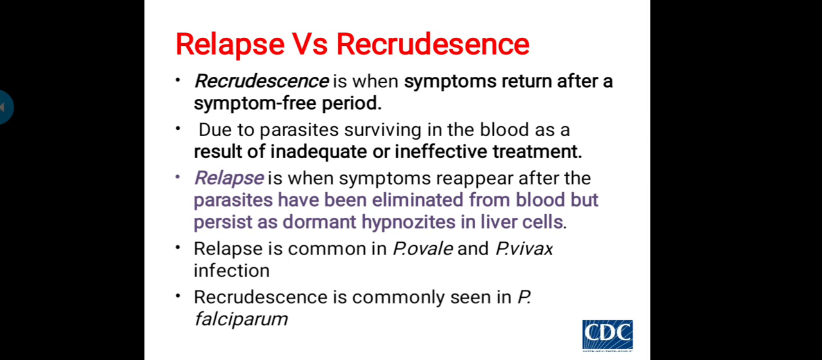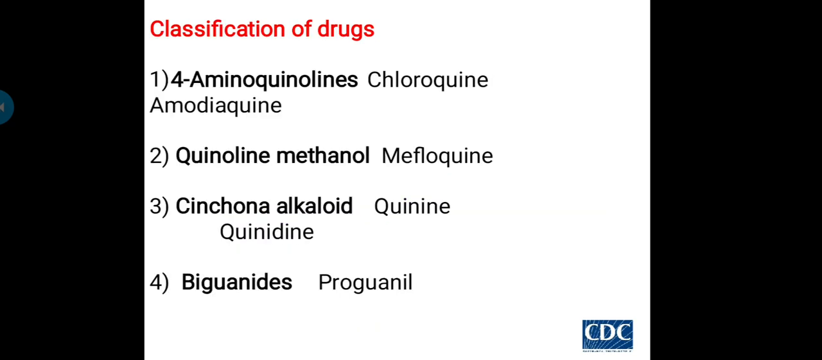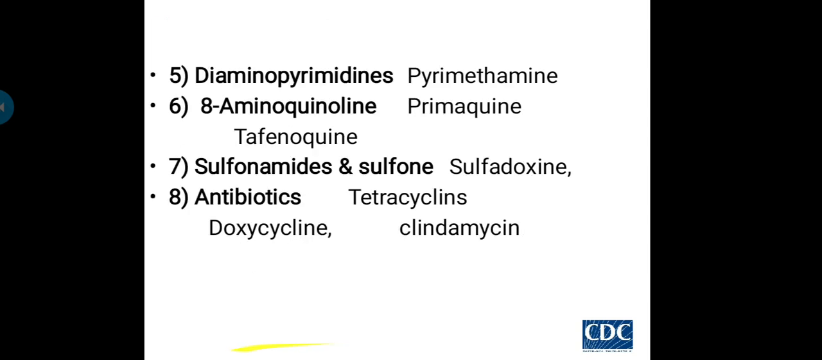But as Plasmodium falciparum has no hypnozoites, we have to ensure killing of the Plasmodium by multiple drugs. So this is the classification of drugs. You may not remember these chemical names, but remember the most commonly used drugs. Chloroquine, you know all. Chloroquine, amino acridine, mefloquine, quinine, that is obtained from the cinchona bark, quinine and quinidine. Biguanide is proguanil. Pyrimethamine, that is a diaminopyrimidine. Primaquine and tafenoquine. Sulfonamides and sulfone, sulfadoxine.